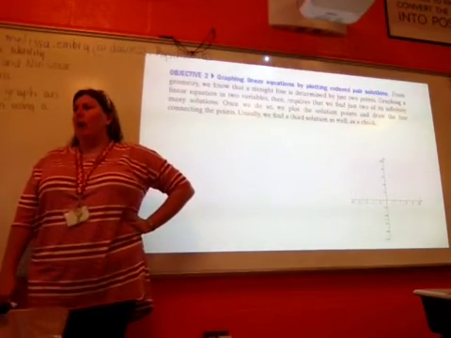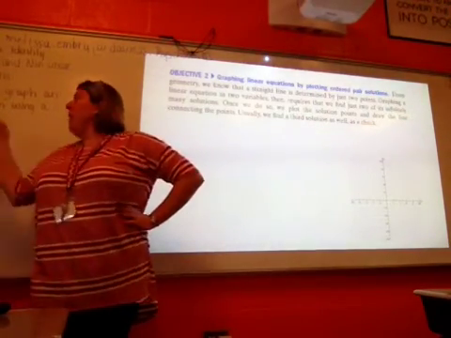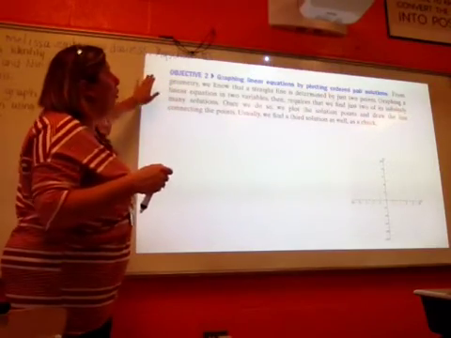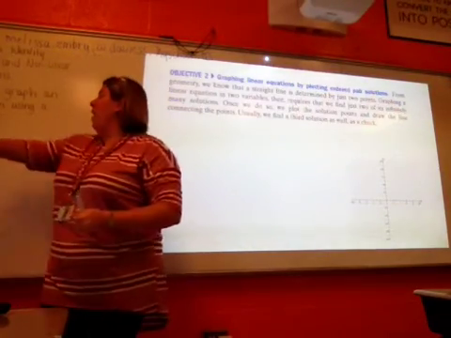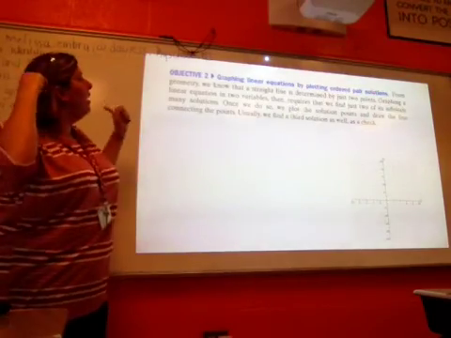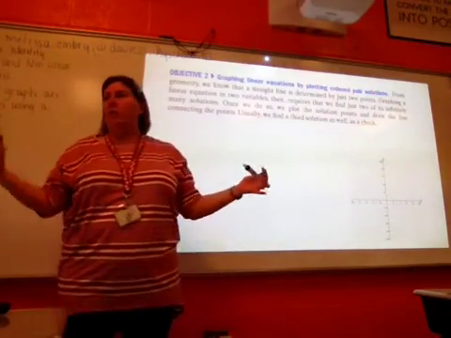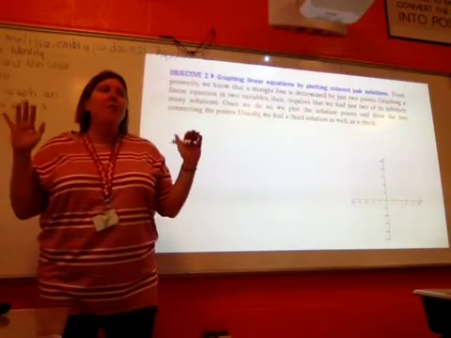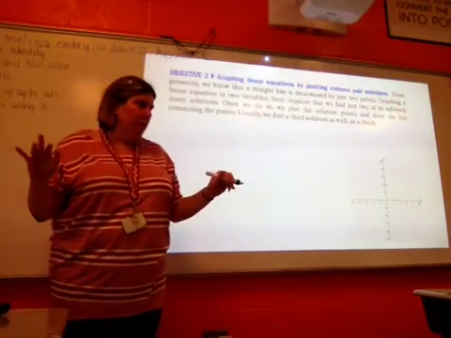There's two ways that we can graph lines. One is by using what they call ordered pair solutions. We call it a table of values. The other is by using the equation and doing slope-intercept form. Today is not that day. Today is our table of values day.